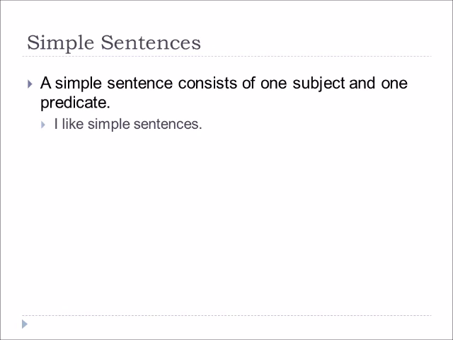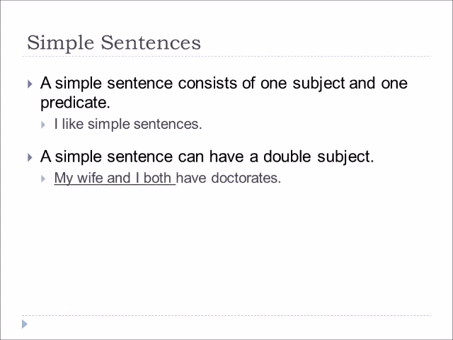There can be a sentence that goes on quite a ways with lots of modification and clarification and explanation, but the sentence still has only one subject and one predicate verb. That sentence is then simple. A simple sentence can have a double subject. In this example, my wife and I both have doctorates.